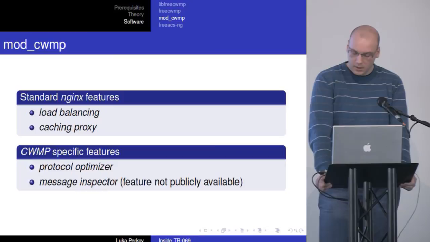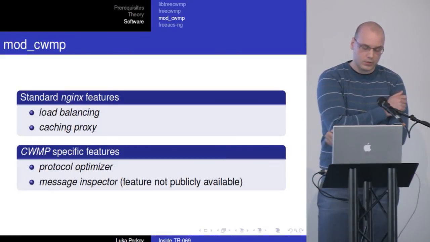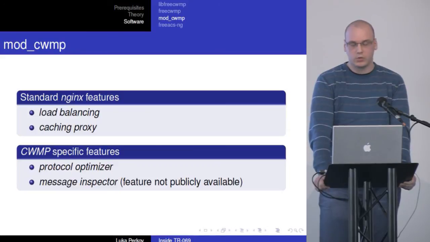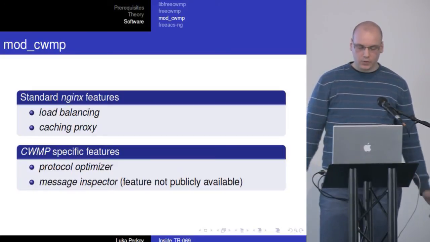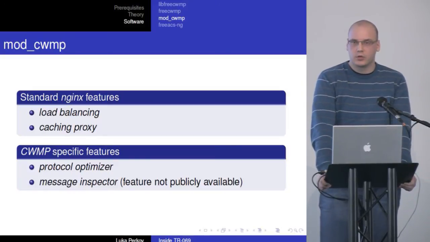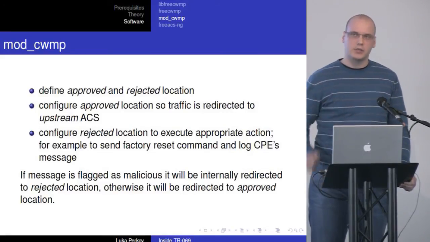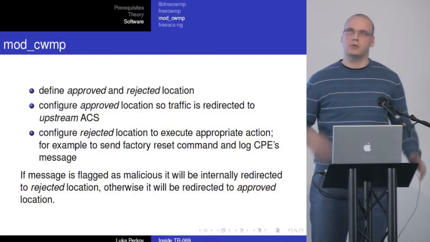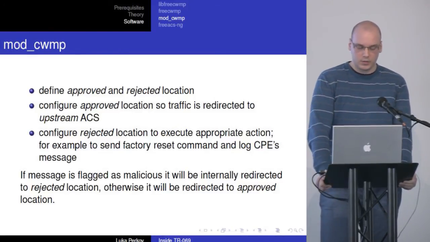But the main reason for this proxy is that in one production setup there was a security bug, and you could get credentials from other users. So what I wanted to do is actually look at the messages, and based on what's in the message, either reject it or approve it, or reject the message and send a factory reset to the CPE, or accept the message and pass it over to the ACS in the backend.